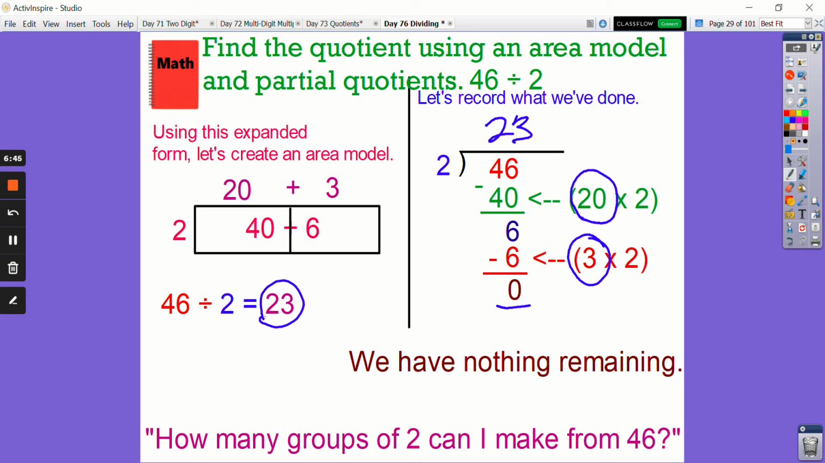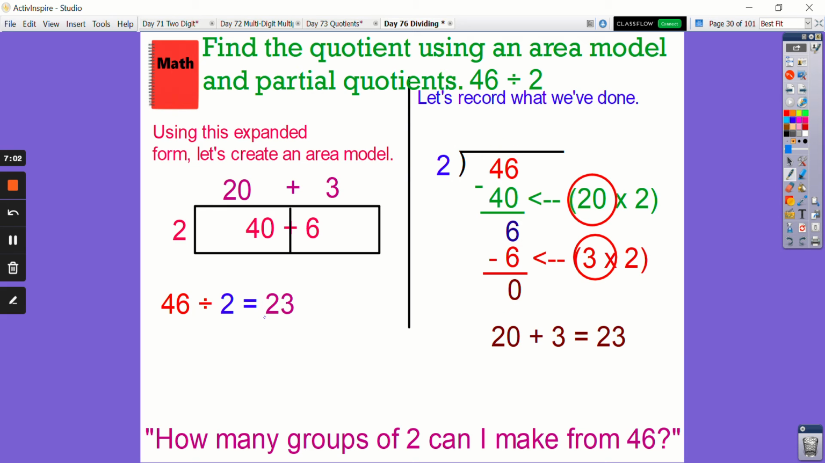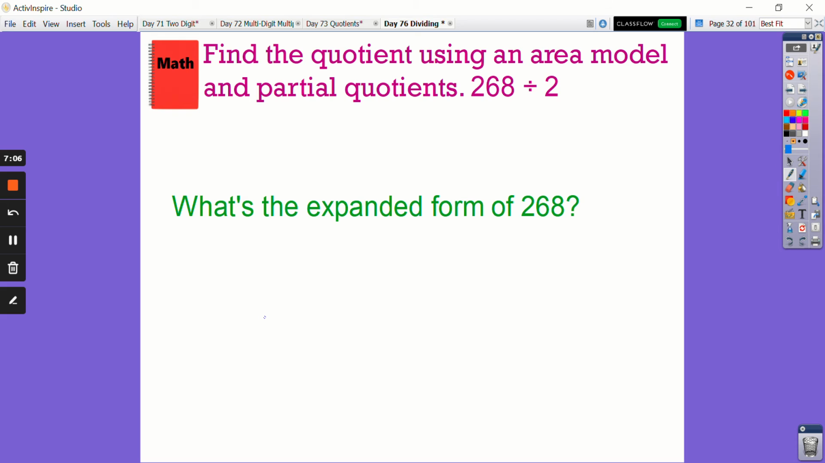So remember when we were multiplying, we looked at the relationship between an area model and partial products. It is the same thing here with dividing. There is the same relationship with an area model and partial quotients. So 23.